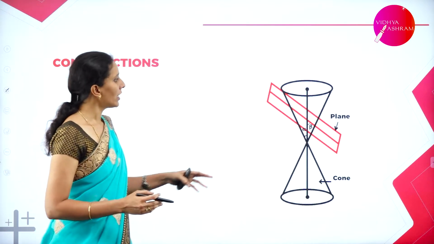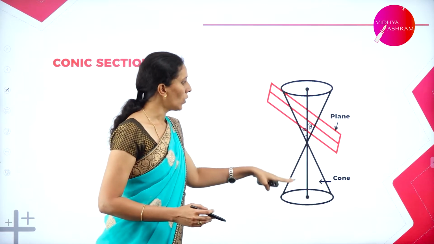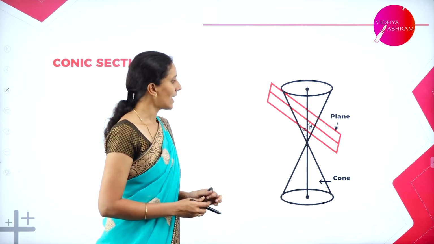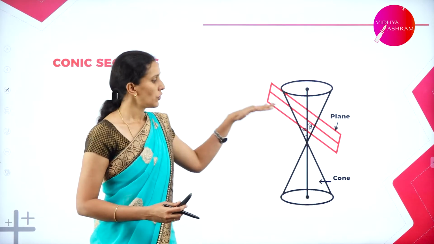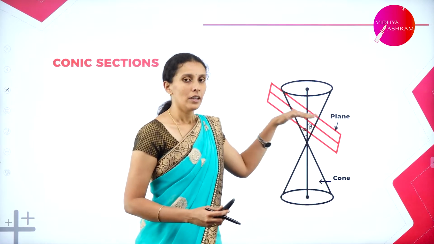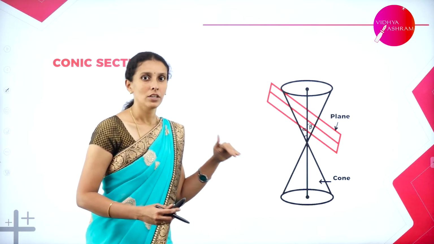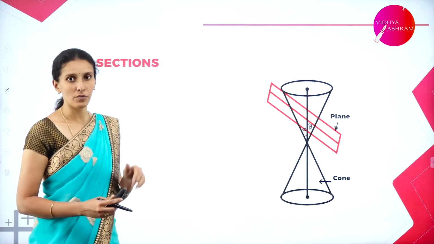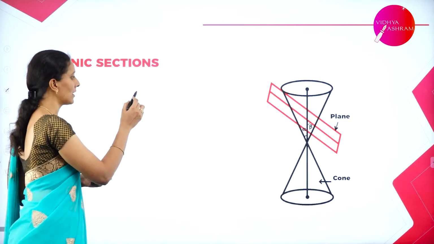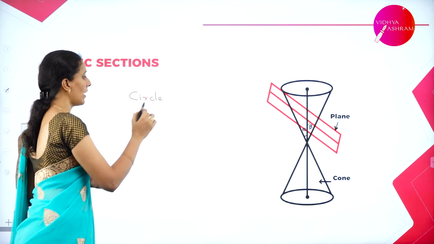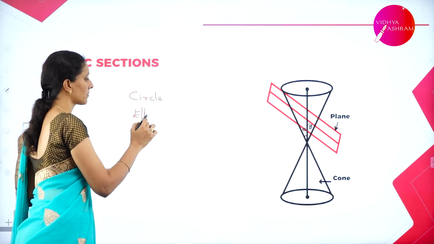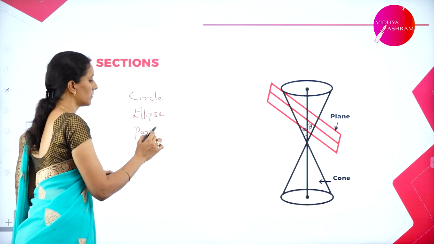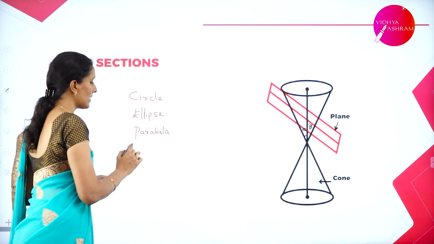So here I have taken a cone, a vertical cone. I have kept it like this and I have inserted a plane. When you insert a plane, you can get different curves. Those are the conic sections. What are the different curves we may get? One is circle, another one is ellipse, another one is parabola, the other curve is called hyperbola.